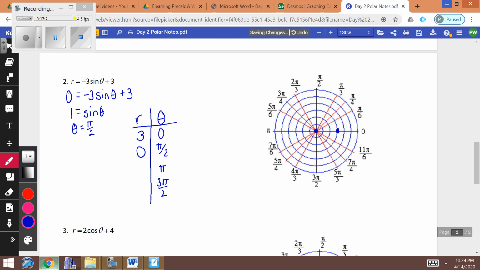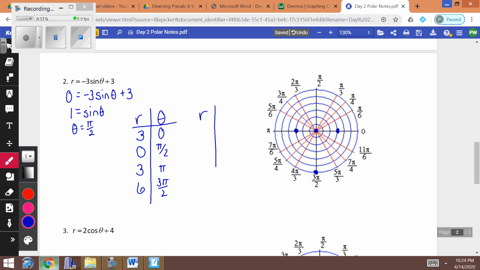Okay, and then keep going. Sine of pi is 0, and then 0 plus 3 would give us 3 again. So at pi, we're going to be over here at 3. Sine of 3 pi over 2 we know is negative 1. Negative 1 times negative 3 is positive 3, plus 3 is 6. That's going to be our furthest distance away. So you can start to see it take a little bit of shape here. And we know it's going to be a cardioid, so it's going to come back around here.